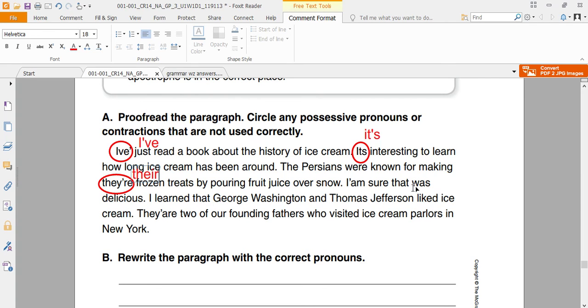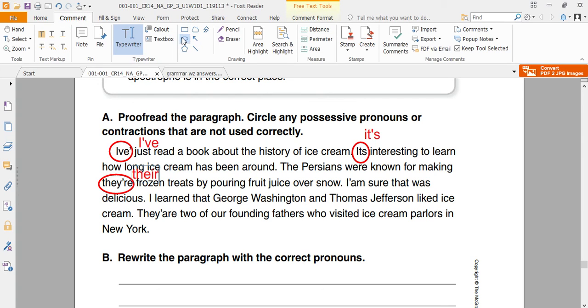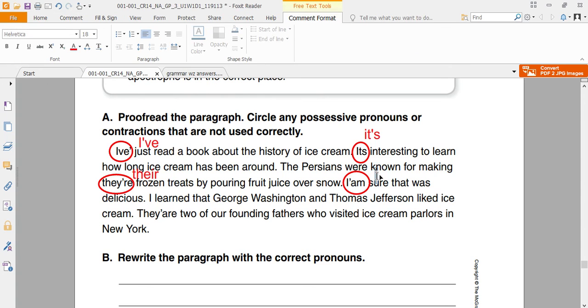I am sure that was delicious. Look at "I am" here. Let's write a contraction form for I am. It will be I'm. Yes, that's great. Remember to write the pronoun I in capital form. I, apostrophe, and m. I'm sure that was delicious.